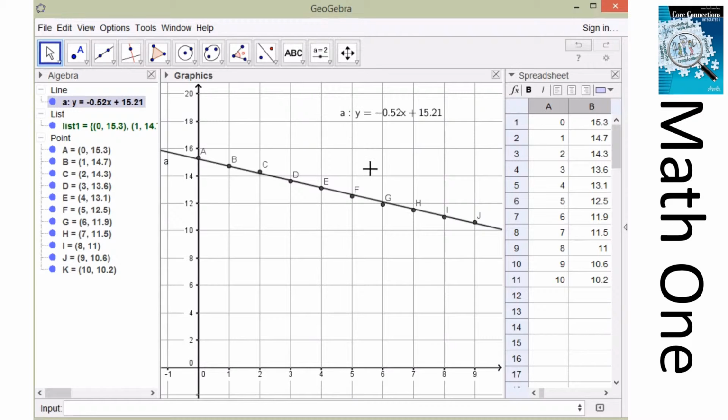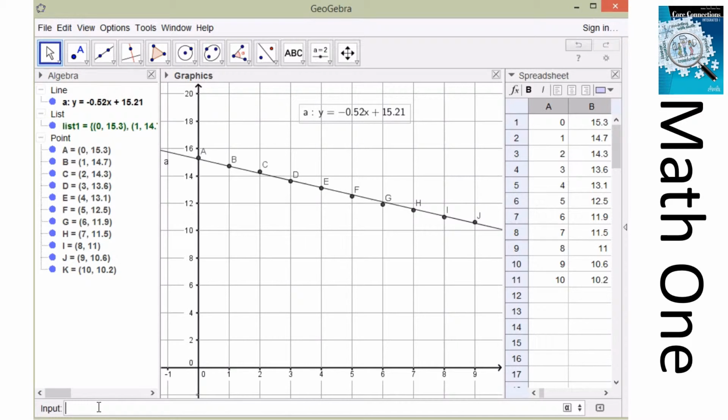This is the equation for that line. You can see it's y is equal to negative 0.52x plus 15.21. So there's my y-intercept at about 15.21, right around here. And as x increases, it's going down by a little bit more than a half each time. So that's the line of best fit.